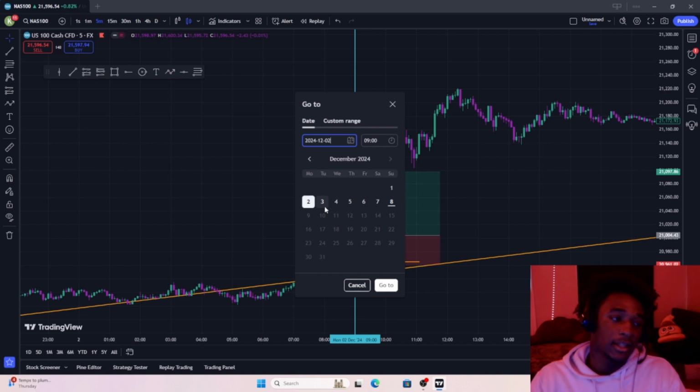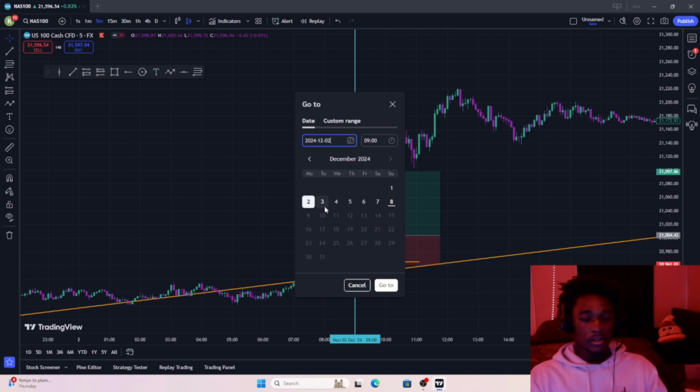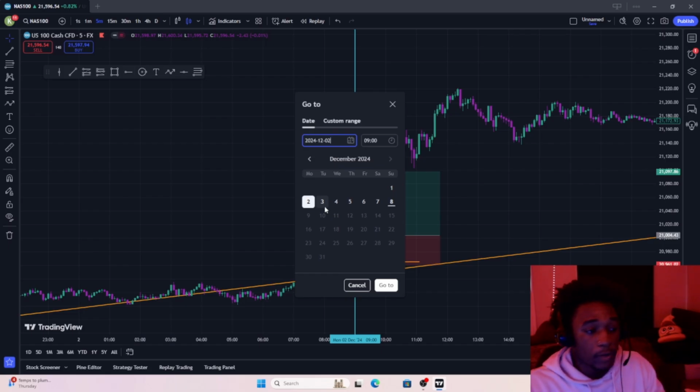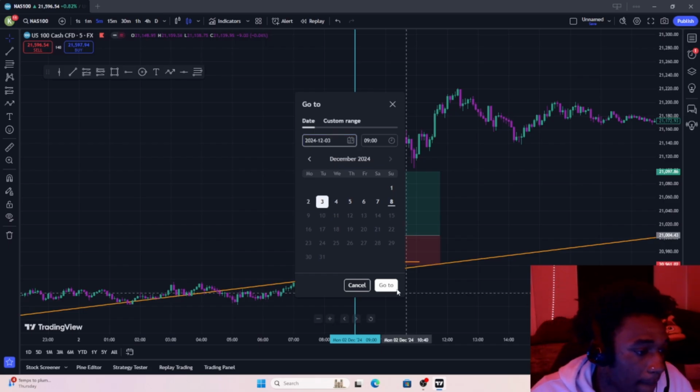The main thing in this strategy is to determine your bias. If you can determine your bias, you will always win this trade. You would dominate with this strategy every single time. If you know how to find your bias, what direction the market is trending in, you will be fine. So we're going to go to Tuesday.